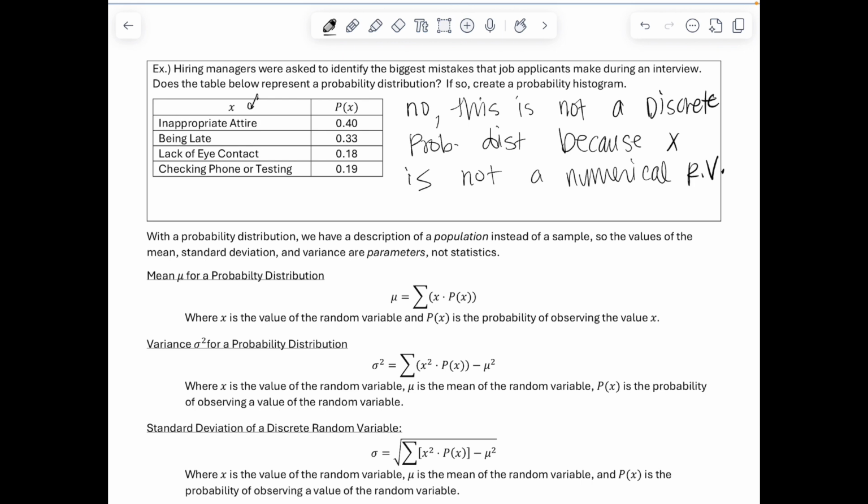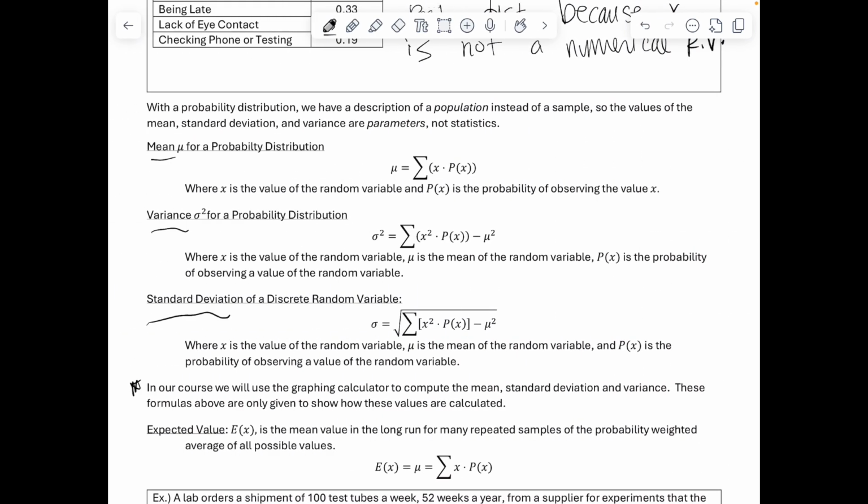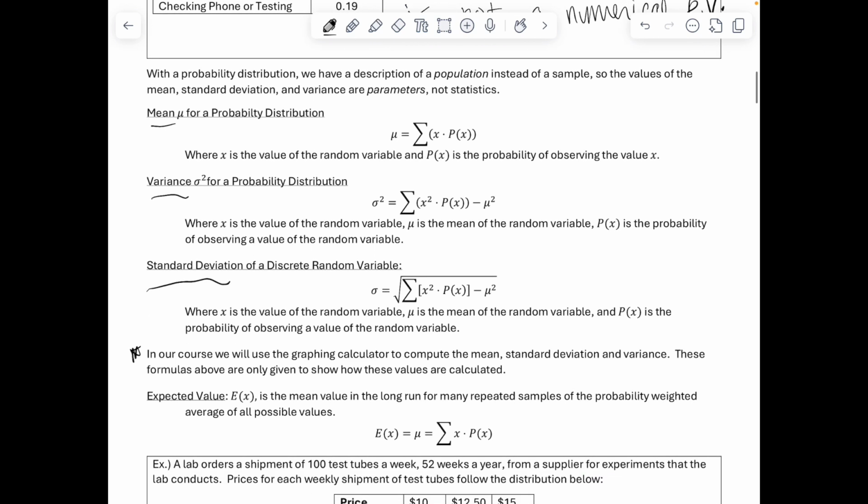So right below this, it says with a probability distribution, we have the description of a population instead of a sample. So the values of the mean, standard deviation, and variance are parameters and not statistics. So right below, you'll notice that there's three different formulas, and I want you not to stress about the formulas. This is more or less just showing you how these things are calculated. And again, this is for the mean, the variance, and the standard deviation for a discrete random variable. So right below, it does say, in our course, we will be using a graphing calculator to compute the mean, standard deviation, and variance. These formulas above are only given to show how these values are actually calculated. Again, we use our calculator, so these formulas are not something that you would have to use in our course.